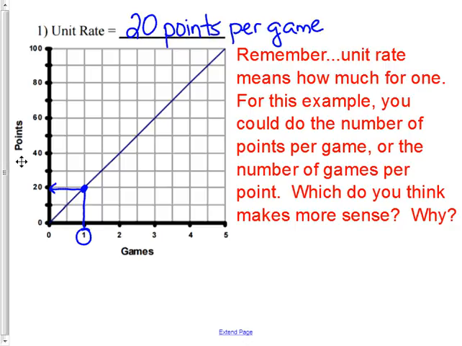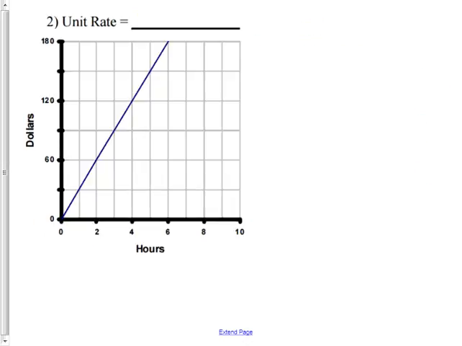Now, let's look at another example. Take a moment to see if you can find the unit rate for this one. All right, now that you've tried this, it makes the most sense to say we're looking for the number of dollars per hour because dollars has the bigger numbers. So if we look at hours, we want to find 1 hour and how many dollars goes with it.